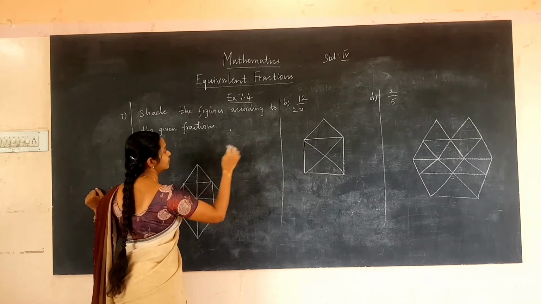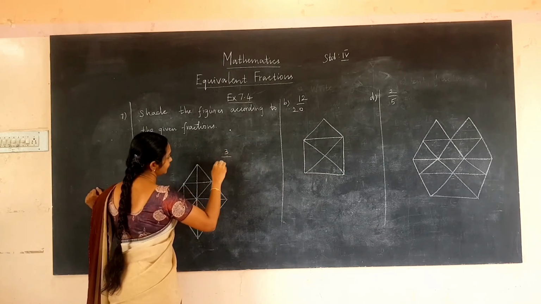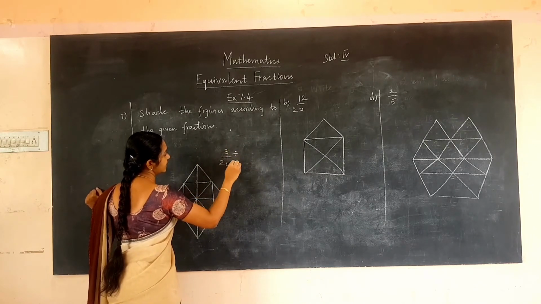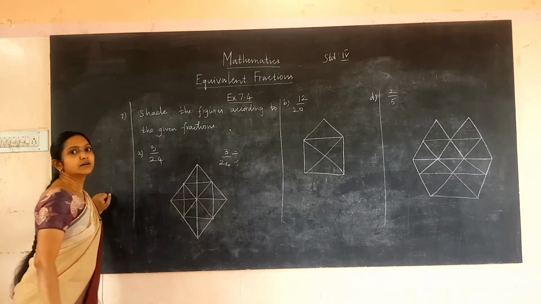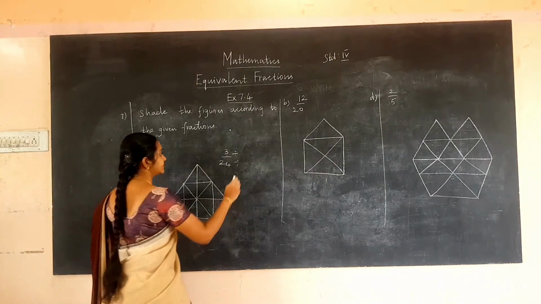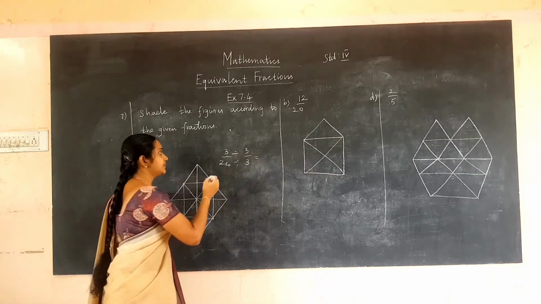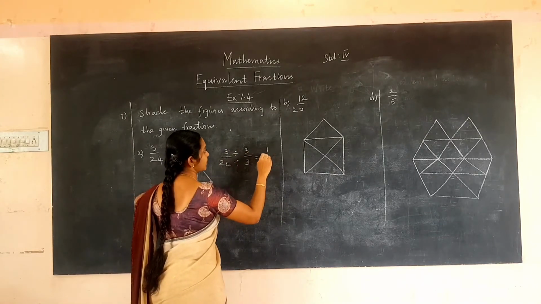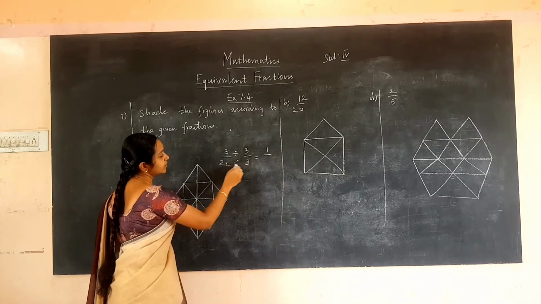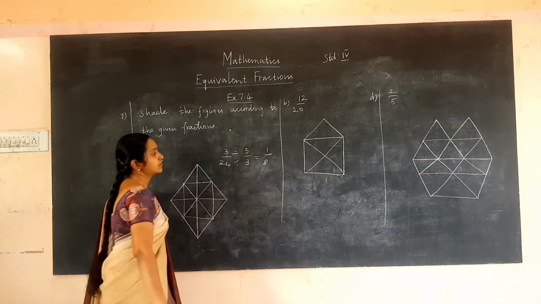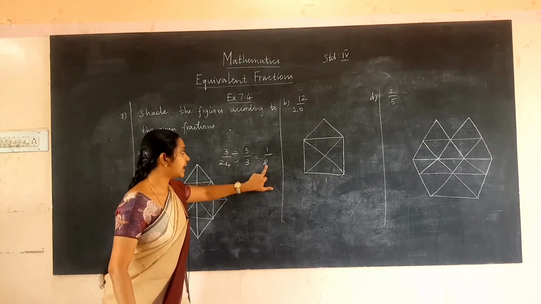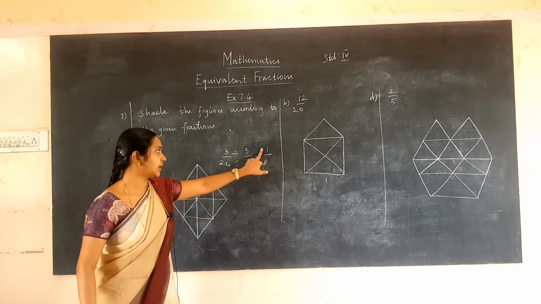Reduce 3 by 24. We have to divide the numerator and denominator by the same number. 3 is a common factor, so divide by 3. 3 divided by 3 is 1 and 24 divided by 3 is 8. So, for 8 parts we must shade 1.